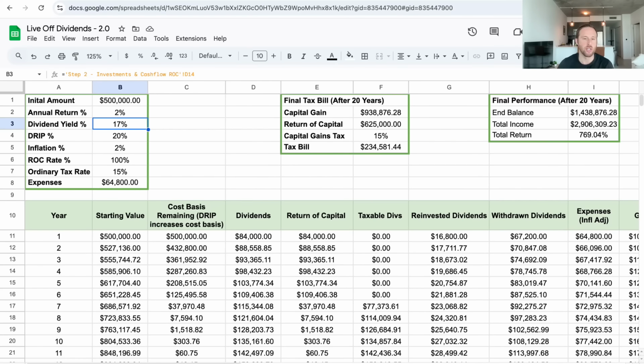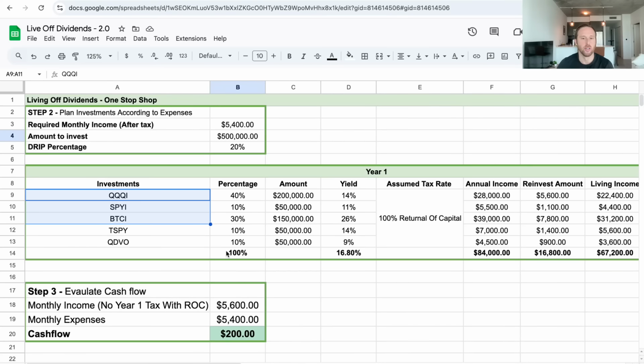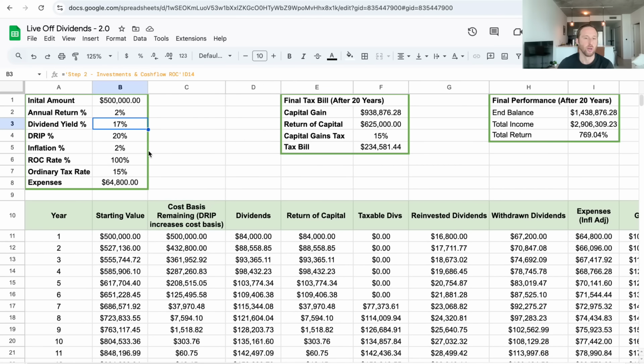And then the dividend yield is something we took from here. That's 16.8% is what we took here, and that is a really high dividend yield, no doubt about it. So if you want to adjust that, feel free to adjust it. I've also added the DRIP percentage like we have here of 20%, meaning 20% of the income we will drip or reinvest back into the asset. And I'm assuming 2% inflation on our expenses.